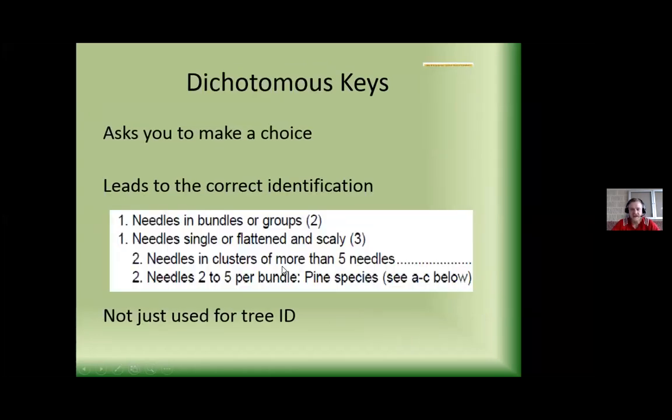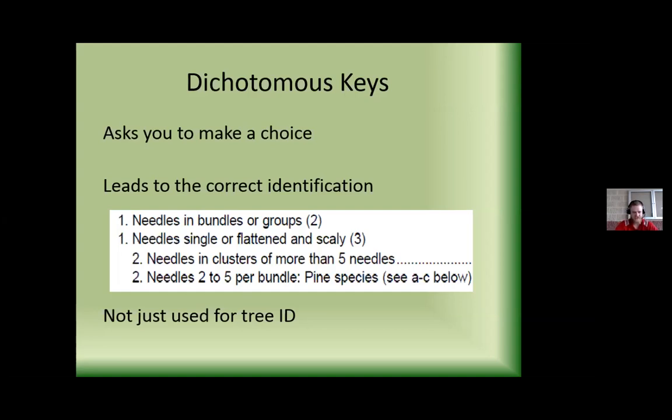Okay, so dichotomous keys, it's a big word, but it's basically, like we said, a roadmap for identification. You're asked to make a choice, and based on that decision, it's like a choose your own adventure. You go down the path and you end up with the ID of the tree that you're looking for. As you can see in the cutout here, this is a snip of the actual tree key.